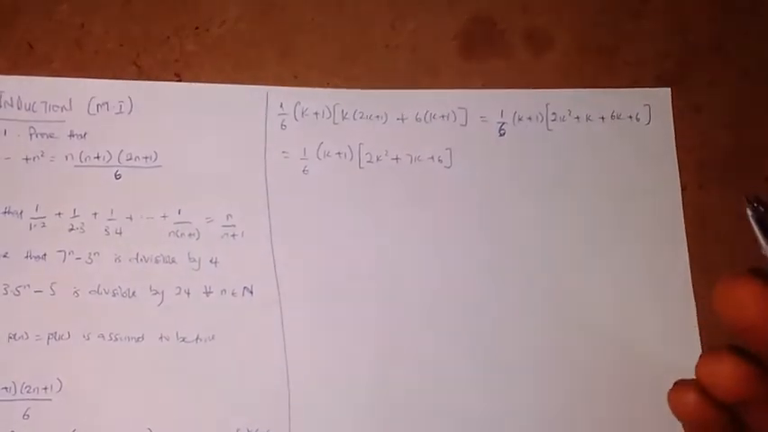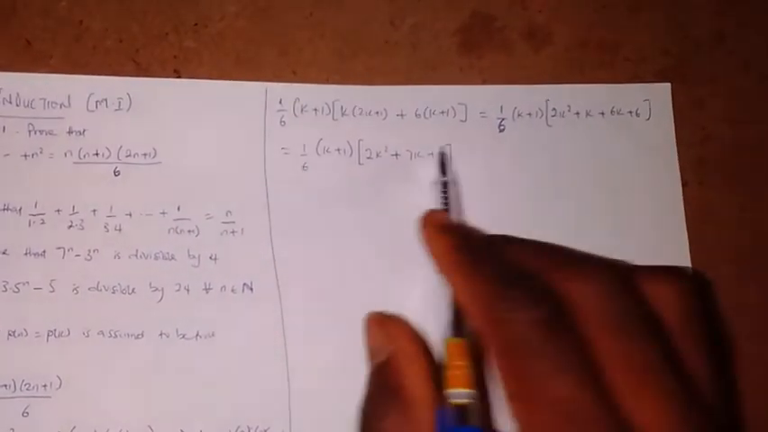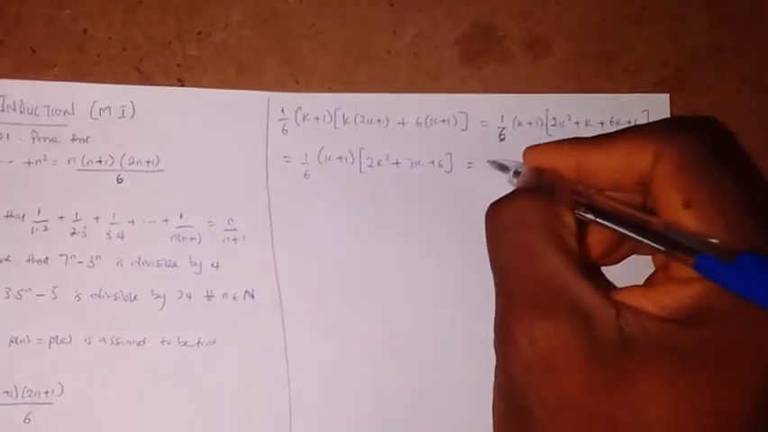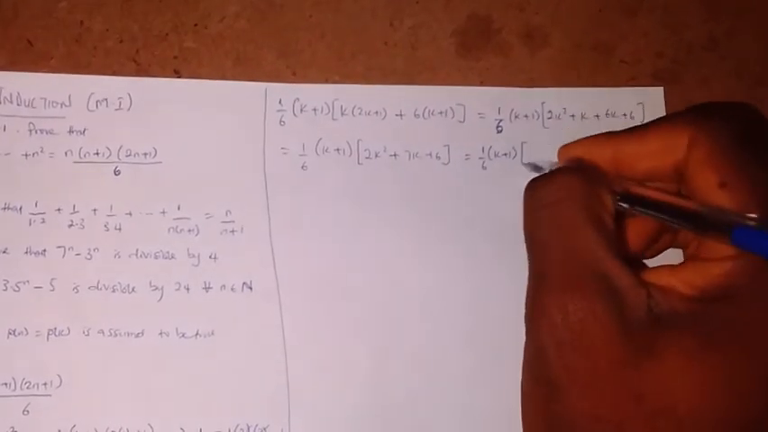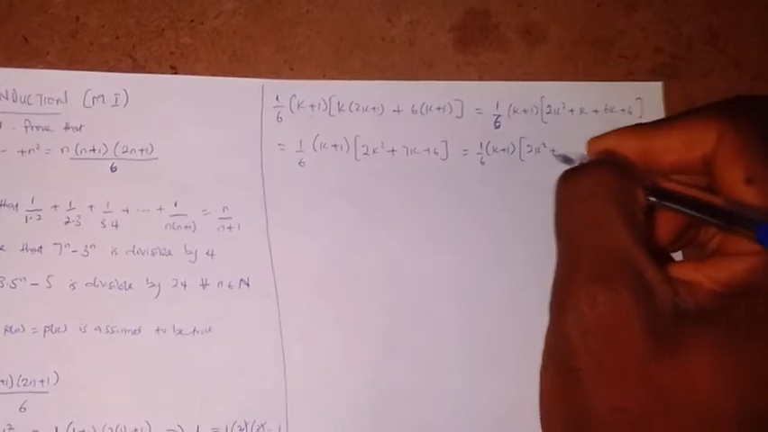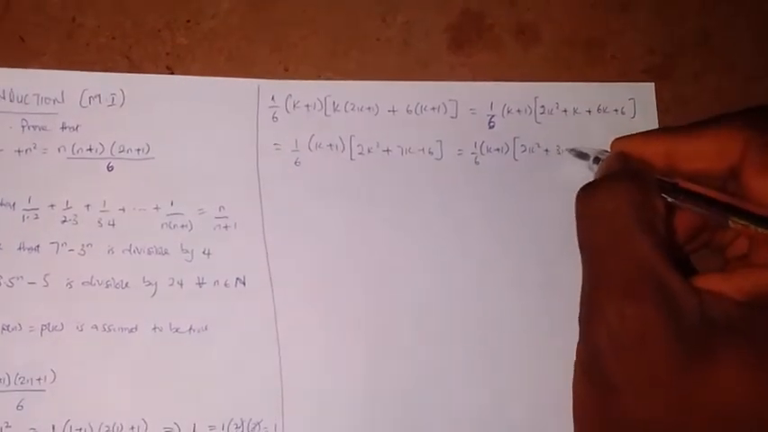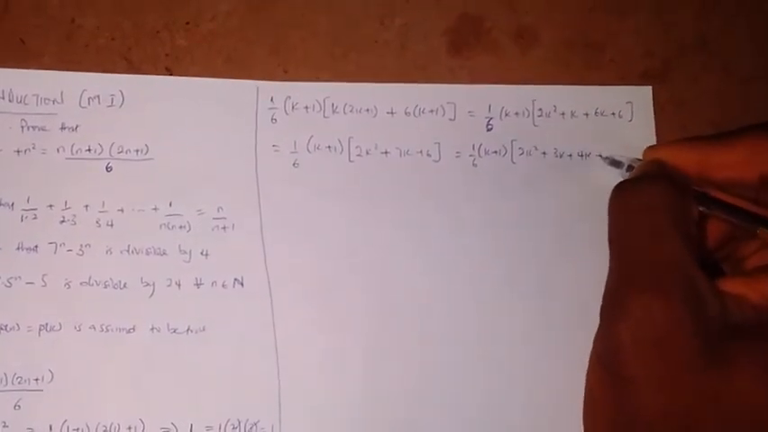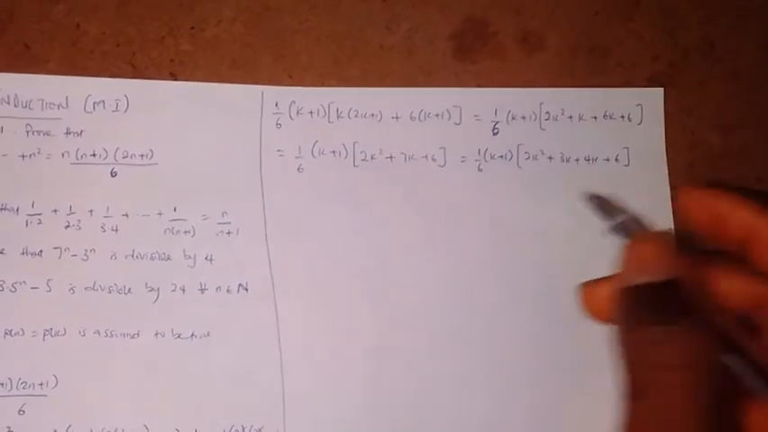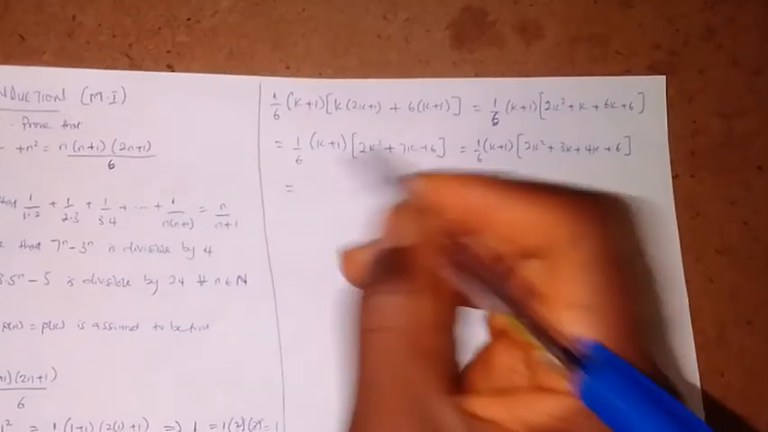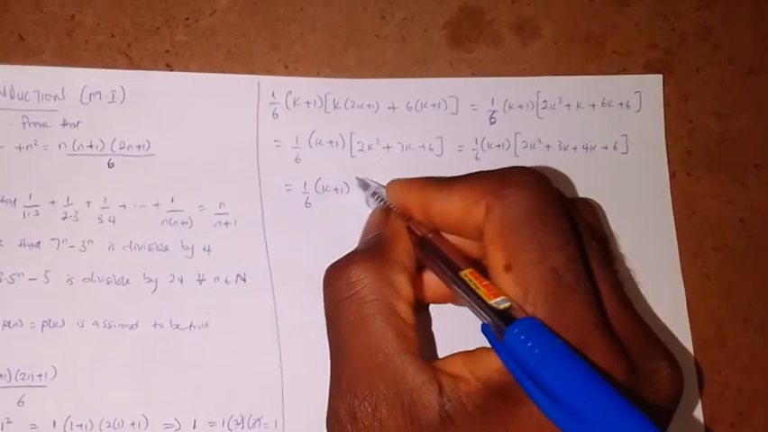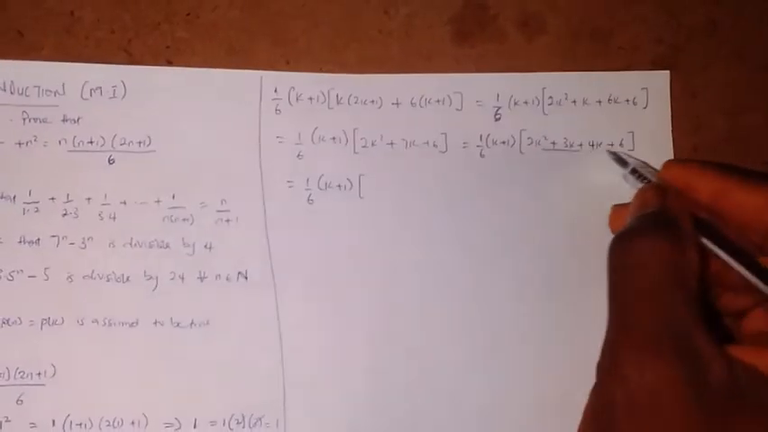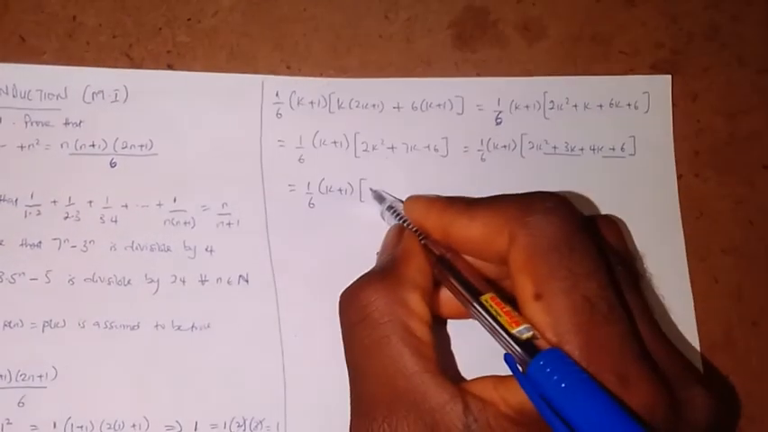So 4 times 3 will give us 12 also, to get 7. Sure you get. So in that case, I have 1 over 6 into k plus 1 into 2k squared plus 3k plus 4k plus 6. Okay, so from there, I have 1 over 6 into k plus 1 all into, if I group this and factorize, I'm going to have my answer as what?